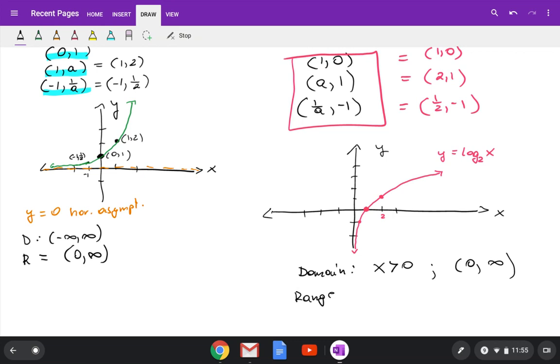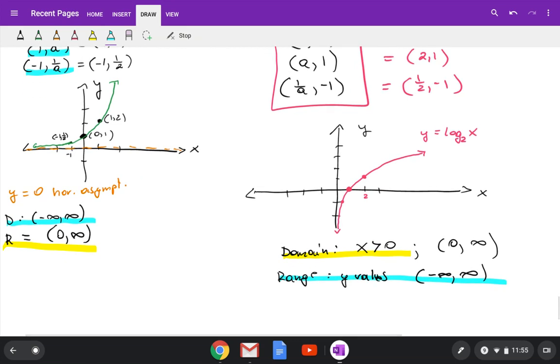Range, we're talking about the y values. So range, that's our y values. There's no restriction. We can use any y value, so the range will be from negative infinity to positive infinity. Like you see, what used to be the range of the exponential function became the domain of the logarithmic function, and what used to be the domain of the exponential function became the range of the logarithmic function. Also, what is important, our function is still increasing.